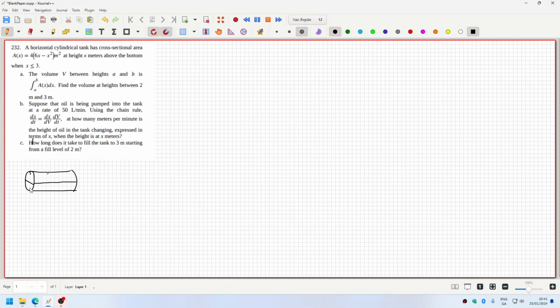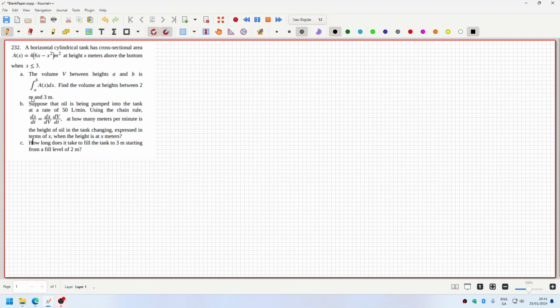Is that what they mean? The volume between heights A and B is that integration. Okay, well, I guess I don't have to worry too much about the diagram because the first thing is just integration. Find the volume at heights between 2 and 3.